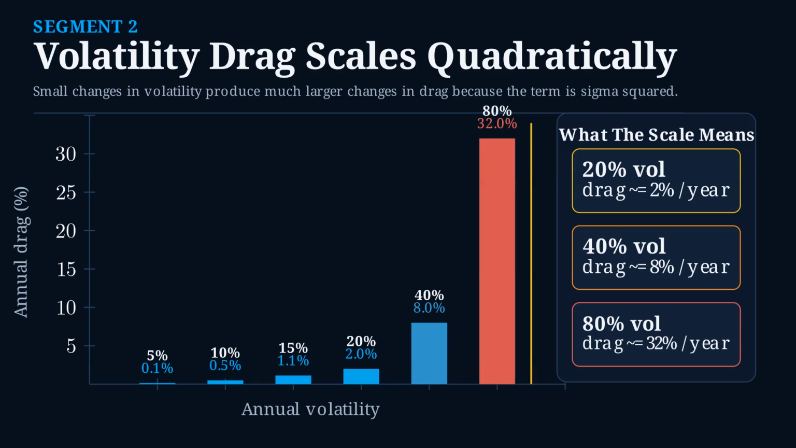That means a very volatile asset has to earn more than 32% on average just to offset the mathematical penalty created by the path. The point is not that all volatility is bad. The point is that volatility has a hidden cost, and the cost rises far faster than intuition suggests.